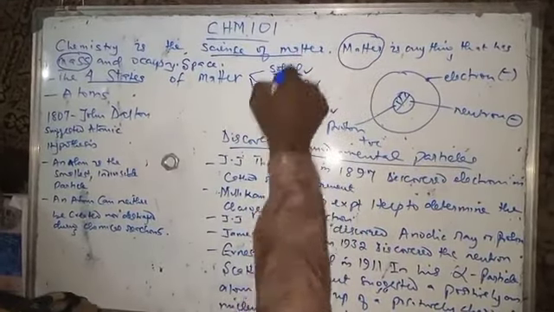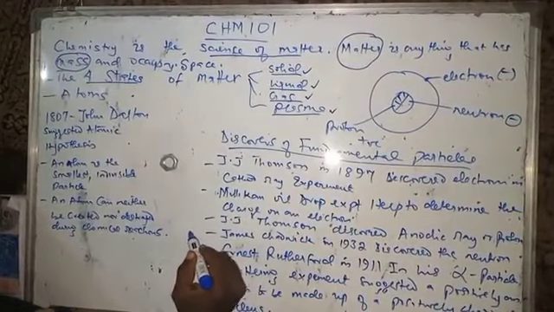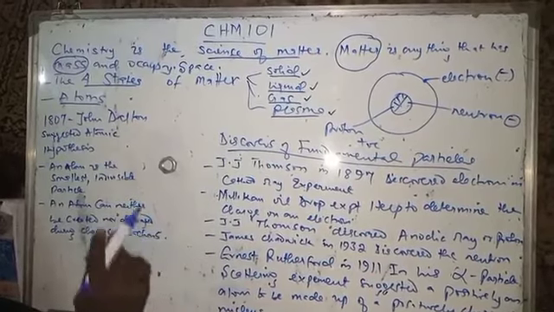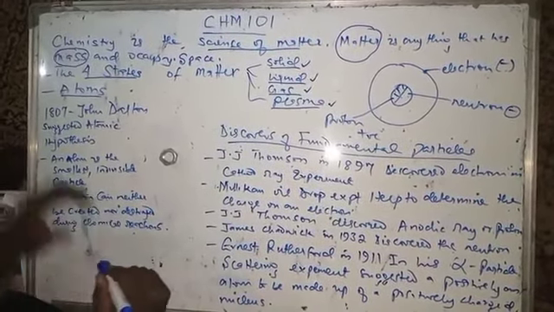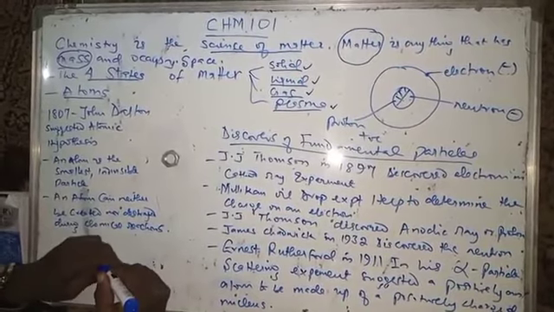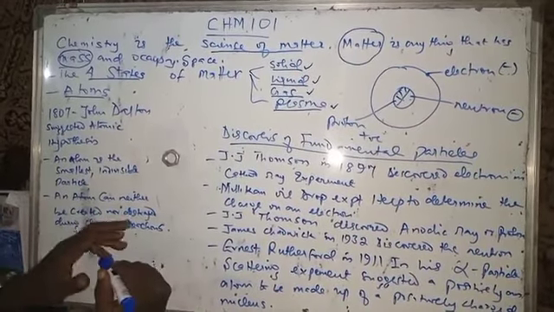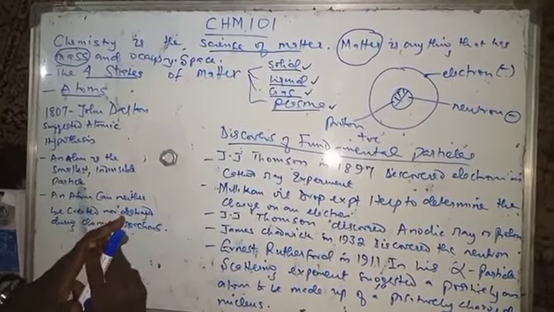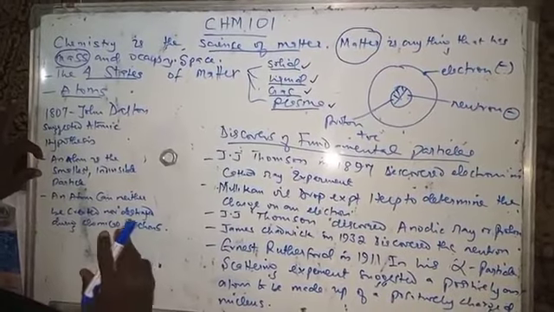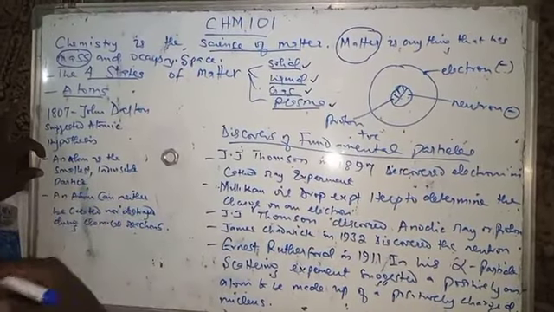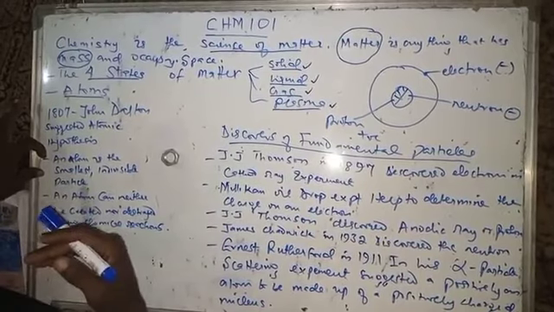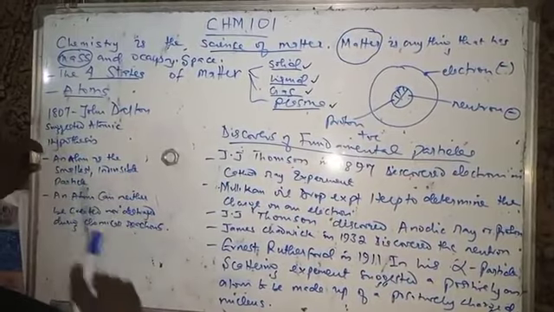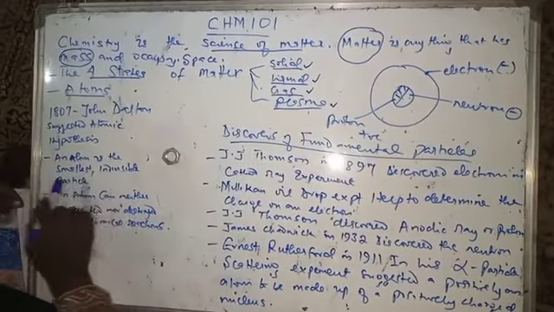Then what makes up all this? This brings us to what is known as an atom. John Dalton, an English chemist, in 1807 suggested his atomic hypothesis, which we call Dalton's atomic theory. He said an atom, which is the foundation of matter, is the smallest indivisible particle.